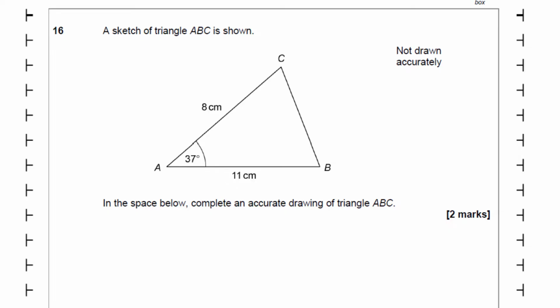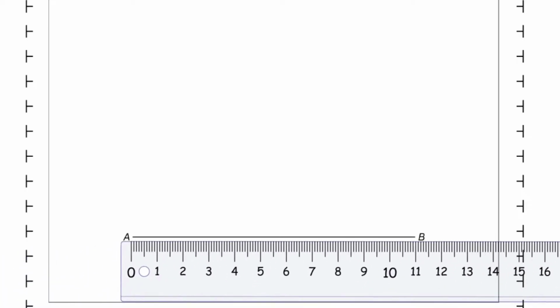Okay, and if we scroll down, we can see that AB has been drawn for us already. And if your school reprographics department has done a good job, that should already be 11 centimeters long. Just be aware that sometimes when these papers are reproduced in schools, they get stretched or squished a bit, so they might not be accurate. Okay, but this one is exactly 11.